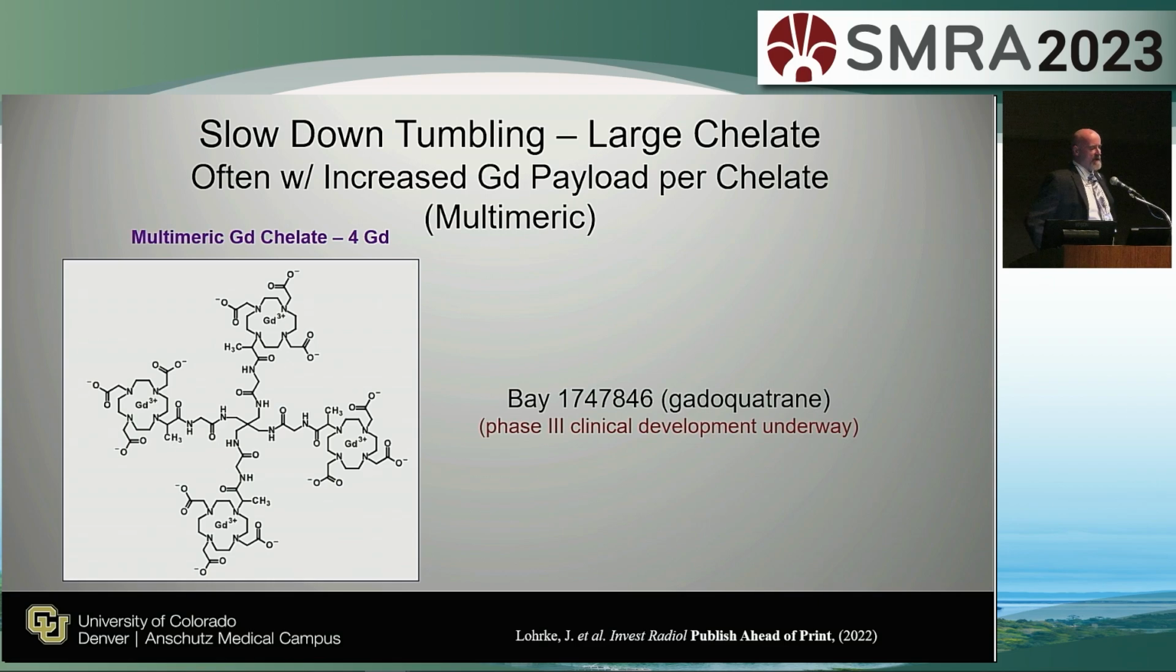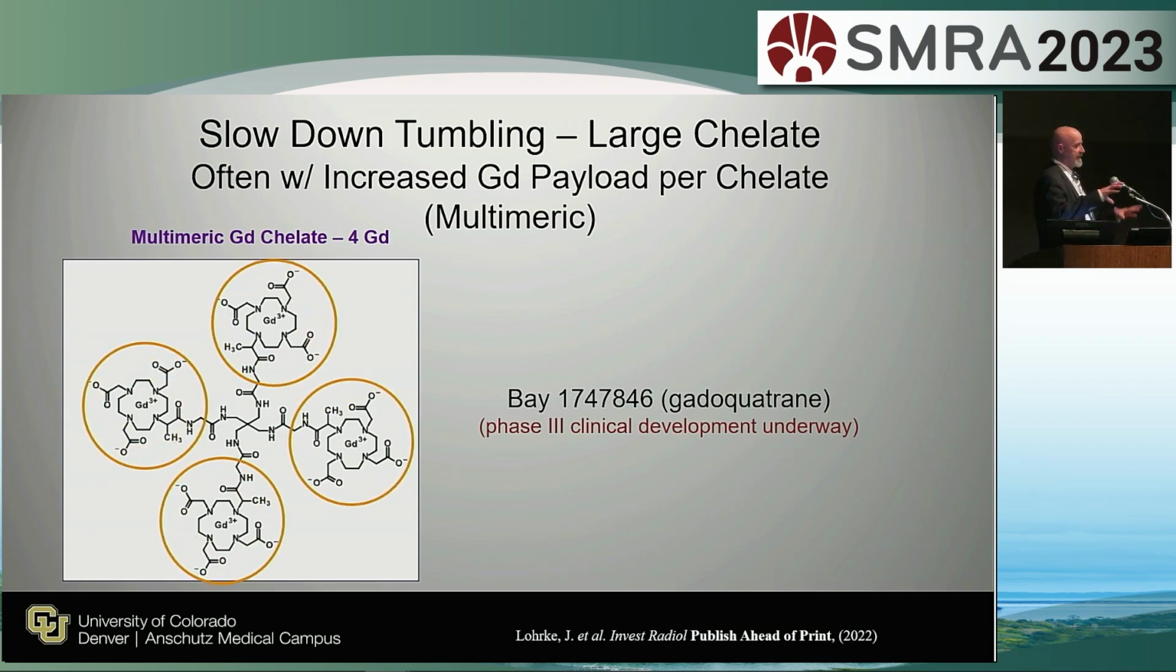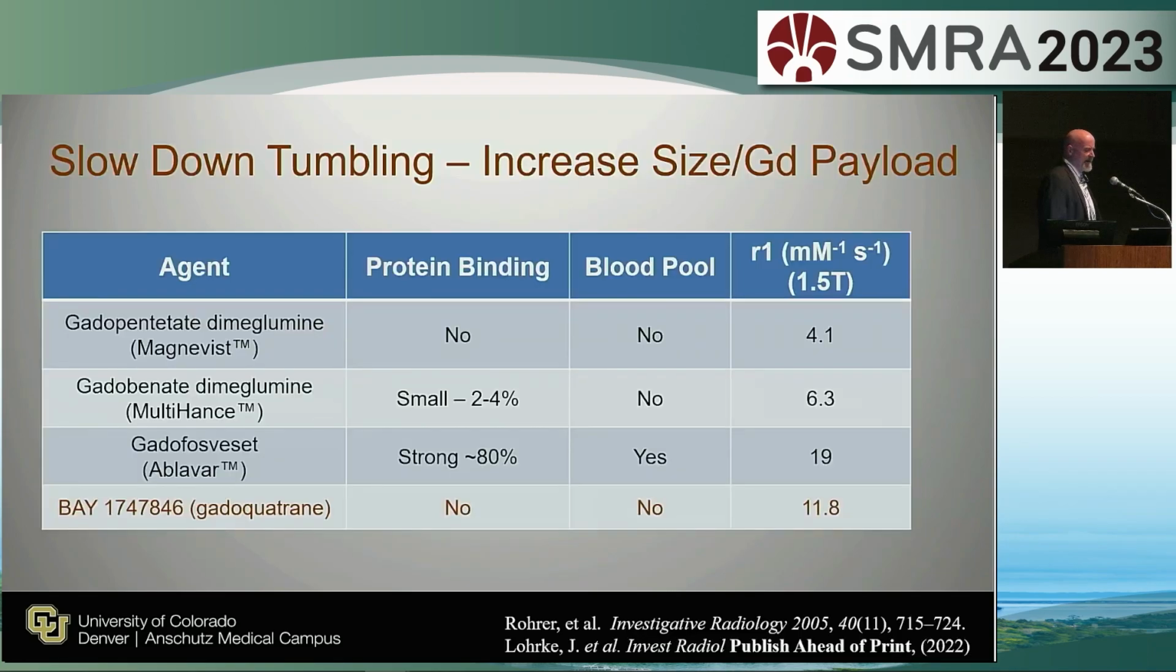Now another way I said we can do this is to make the chelate larger. So this is a multimeric compound that's under phase 3 clinical development right now called gadoquatrane. What they've done here is they've actually linked 4 macrocyclic chains together to make a much larger molecule to slow its tumbling down. And you can see what happens there. You push this relaxivity up to 11.8.